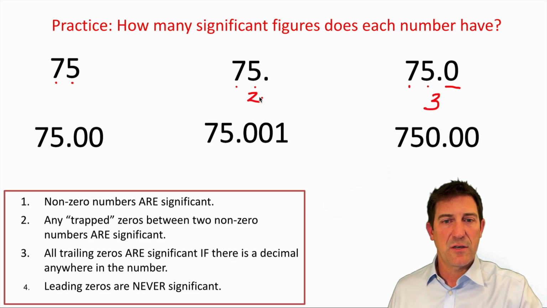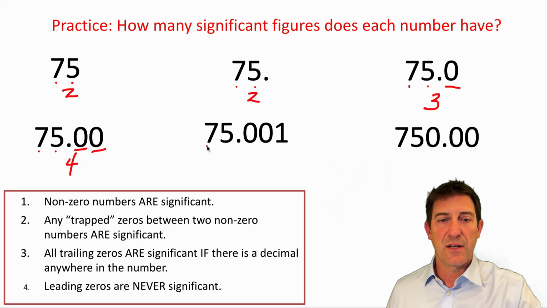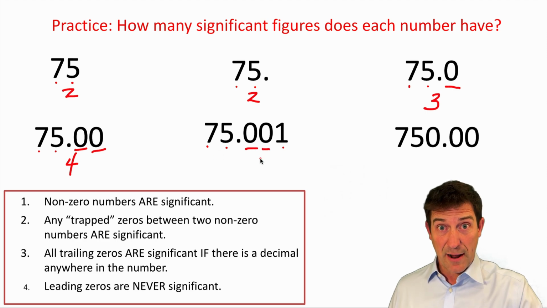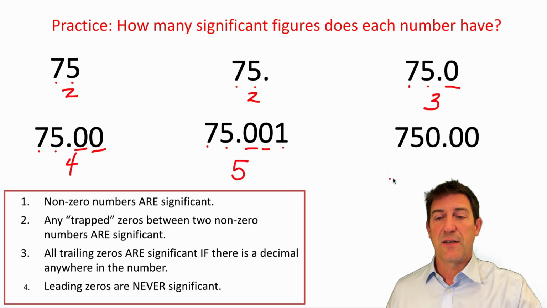Let me go back and mark these because I forgot. They each have 2. We come down here, we have 1, 2. Oh, these are trailing zeros, but there is a decimal somewhere in there. That means we have 4 significant digits. There are 1, 2, 3. Again, those are the easy ones. Then we got to look at the zeros. These are trapped zeros, and trapped zeros are significant. So we have 5 significant figures.